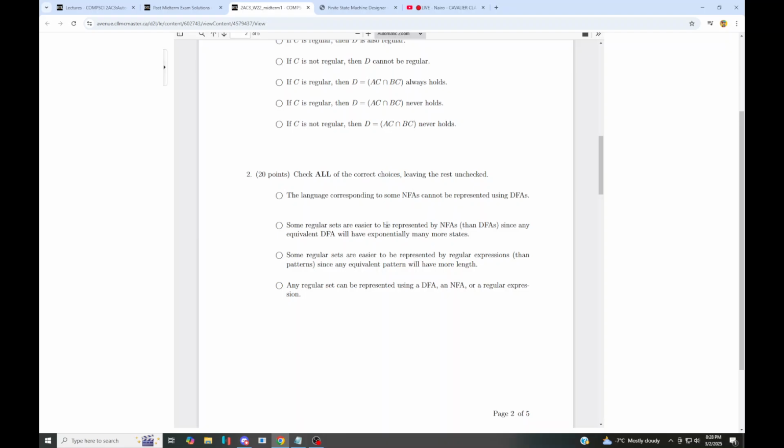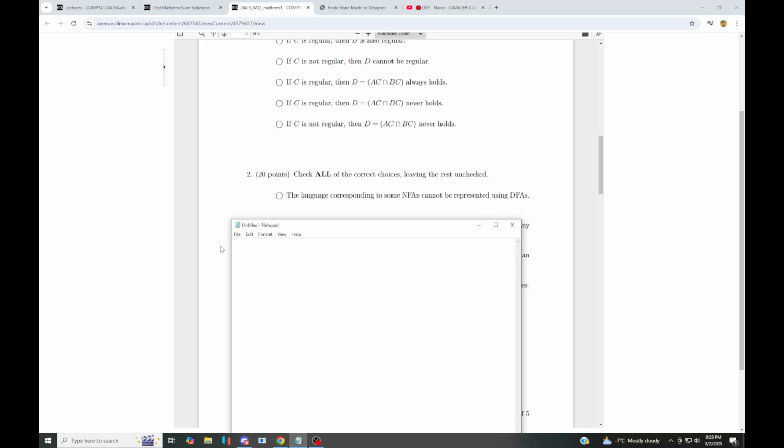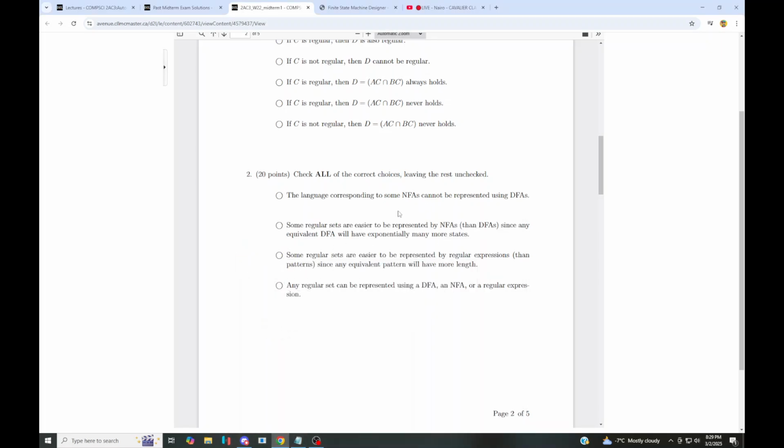Some regular sets are easier to represent with NFAs than DFAs, since any equivalent DFA will have exponentially more states. And yeah, that's completely true. NFAs exist because they're easier to reason about. Think about how we talked earlier about when you want to union two sets: this is easy to visualize, and it's still regular because the NFA can just have two start states, one to start on this machine and one to start on that one. NFAs just make it way easier to rationalize about what's possible to represent and what's not.